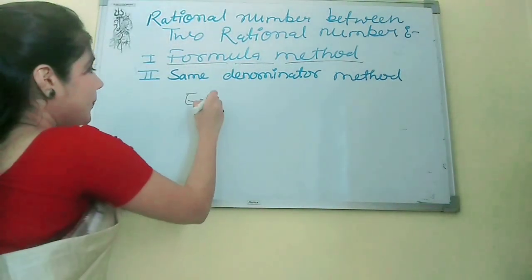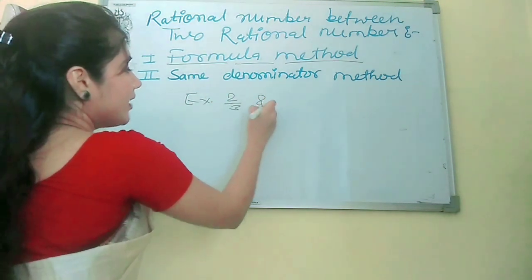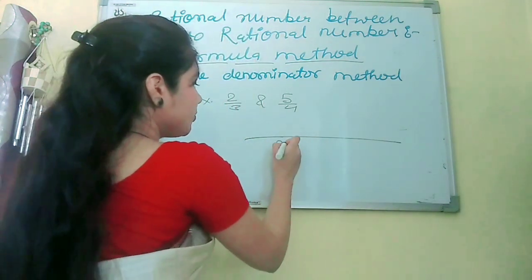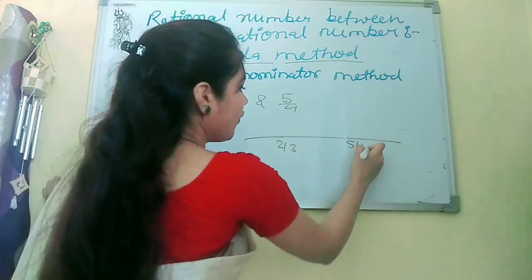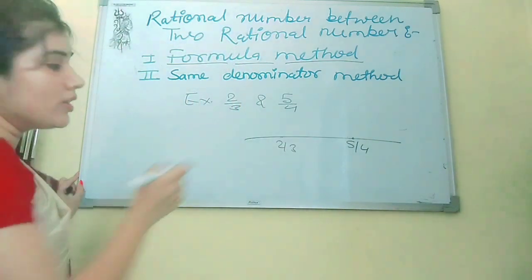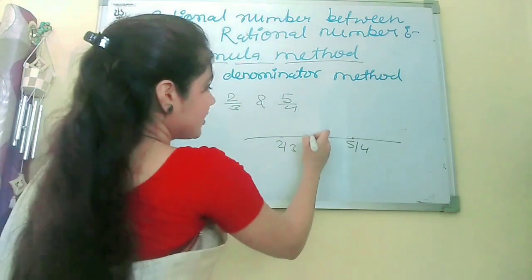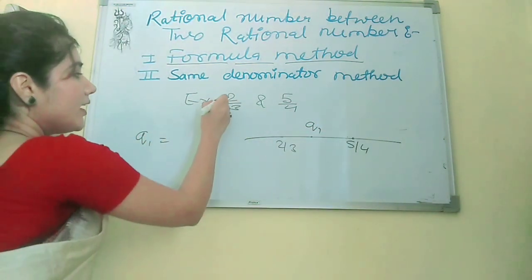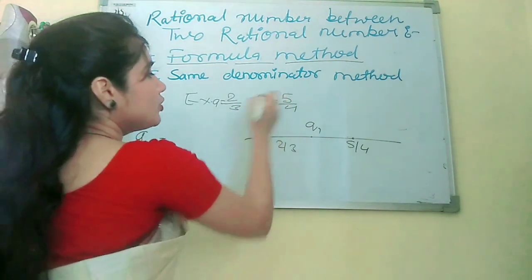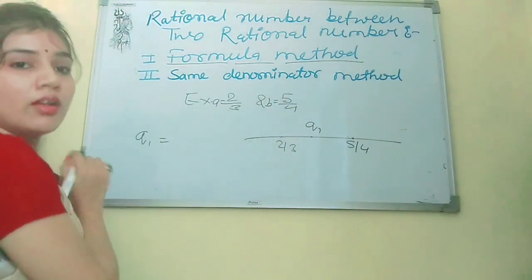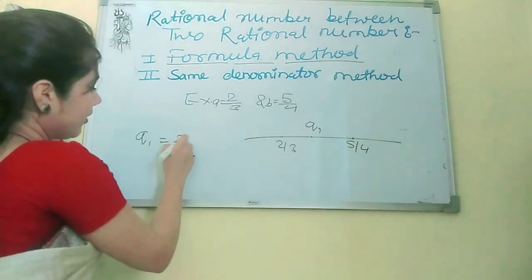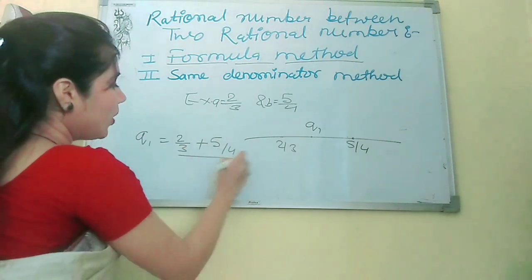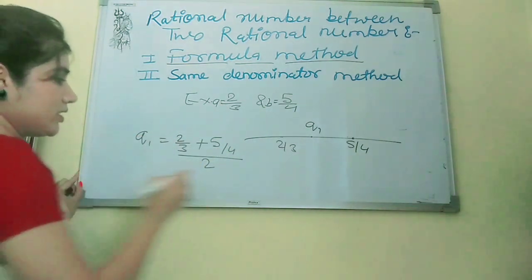Suppose we have the numbers 2 by 3 and 5 by 4. We are just marking them on the number line, 2 by 3 and 5 by 4. And we know the mid position is q1. So by the formula, q1 equals, what is a? a equals 2 by 3 and b equals 5 by 4. We just put the position of a, 2 by 3, plus the position of b, 5 by 4, upon 2. And we just solve this.